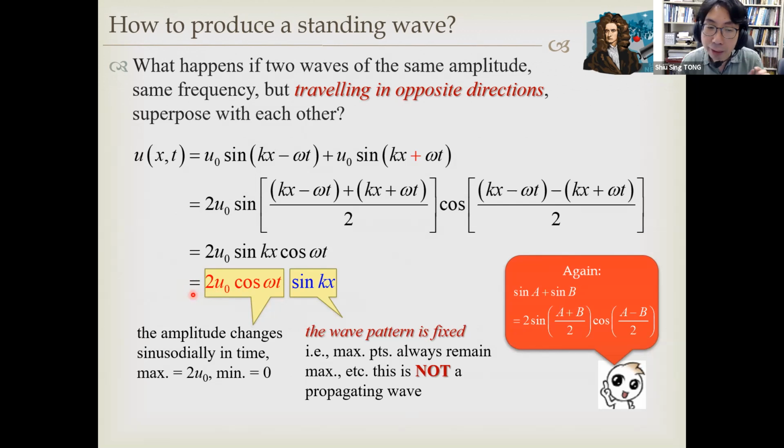Now we can regard this factor 2u0 multiplied by cosine omega t as an amplitude. But since cosine omega t depends on time, it means the amplitude varies sinusoidally with time. So you can imagine that the wave pattern is fixed, but because you multiplied by a time-varying amplitude, it goes up and down. It varies between 2u0 and minus 2u0. You write it like this.